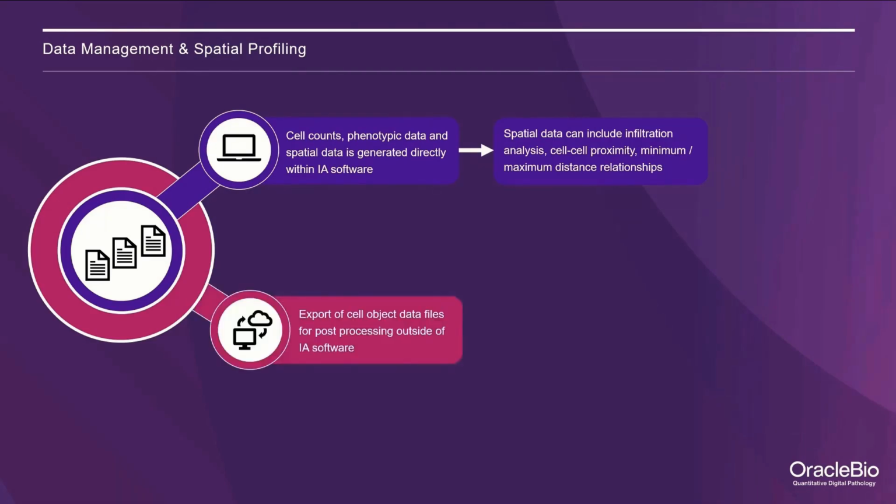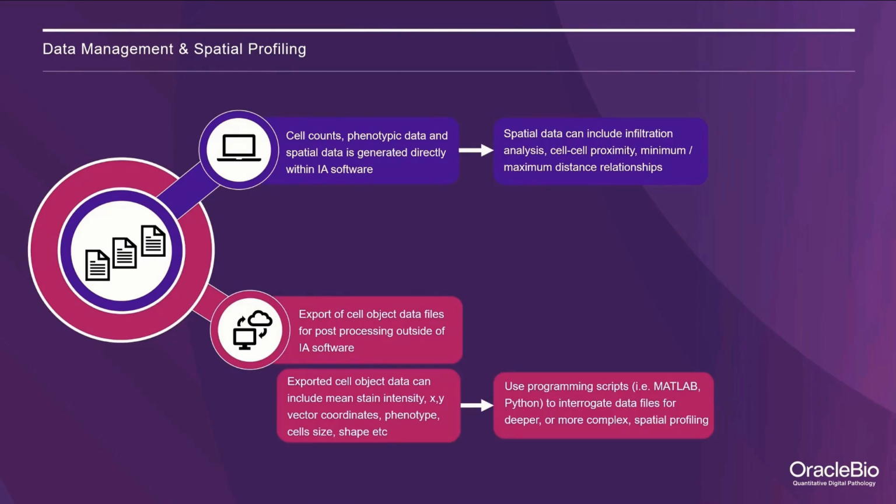Alternatively, we can export cell object data files for post-processing outside of the image analysis software. Exported cell object data can include mean intensity, XY vector coordinates, phenotype, labels, cell size, shape, etc. And here we use programming scripts such as MATLAB and Python to interrogate data files for deeper or more complex spatial profiling.